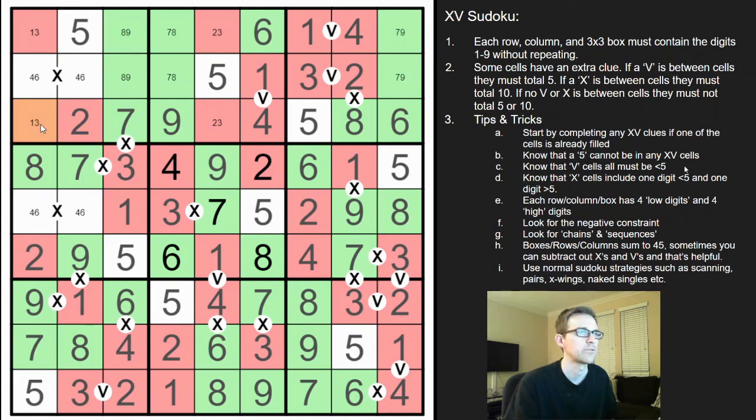Oh, this can't be a 3 because of the 2 next to it. That would make it 5. So that's 1, that's 3. This now can't be a 4 because that's a 1. That'd be a 5 otherwise. There's no V clue. So that's 6. That's 4, and that makes this 6, 4.